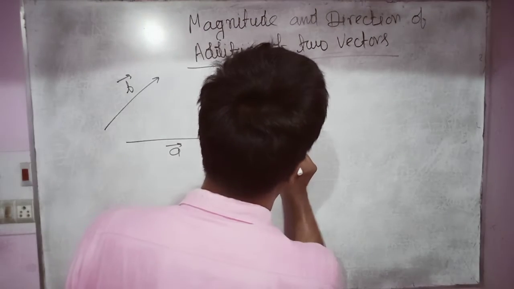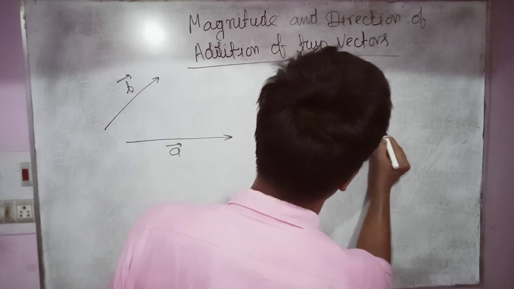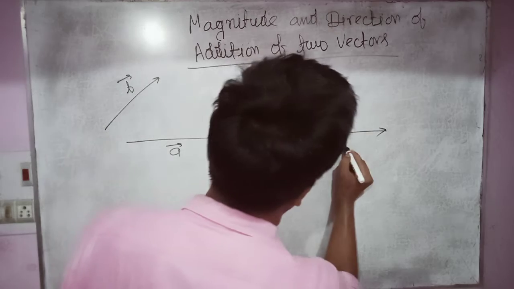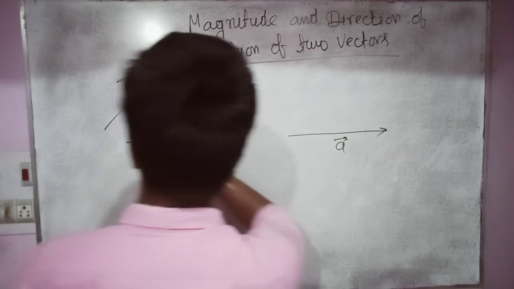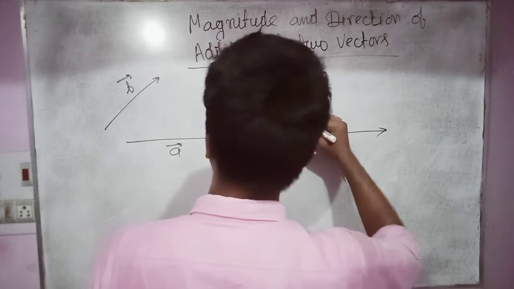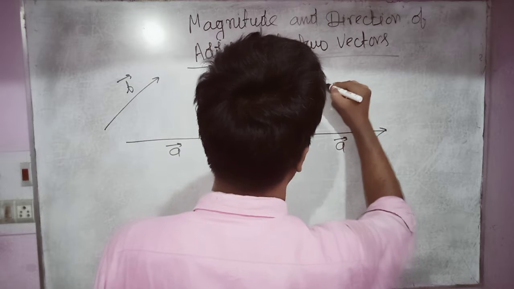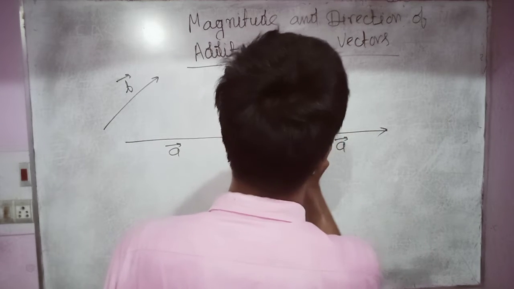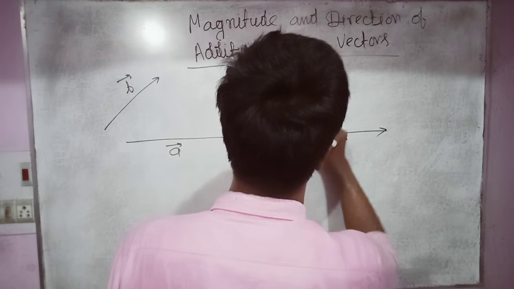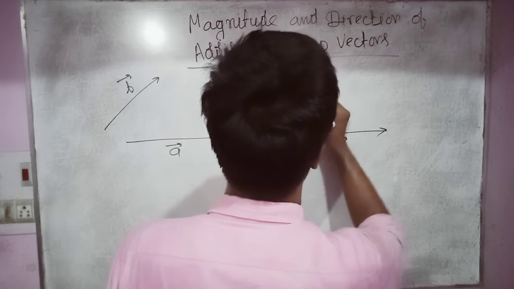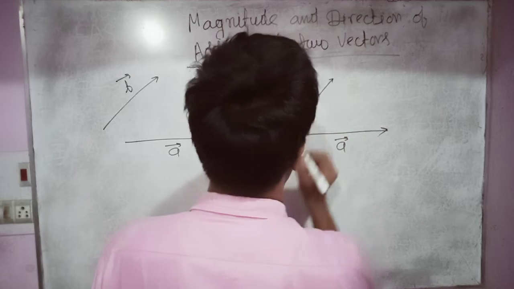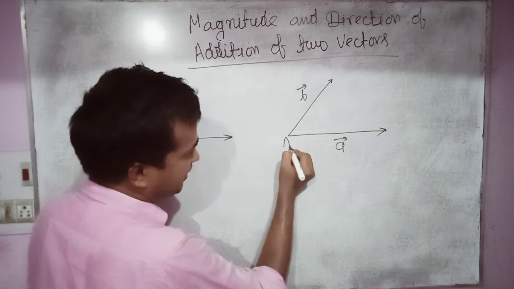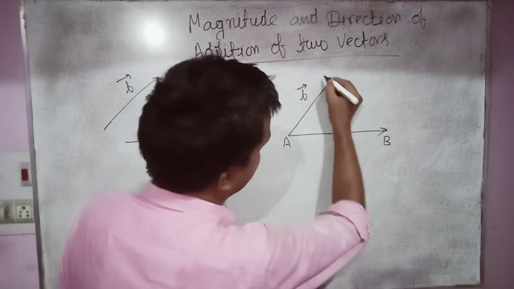So first of all we will draw these two vectors by their tails coinciding. So this is vector A and with the tail of B coinciding with tail of A, we draw vector B. This is vector B. Let the point where the tail of A and B meet be called A, this is B, this is C.